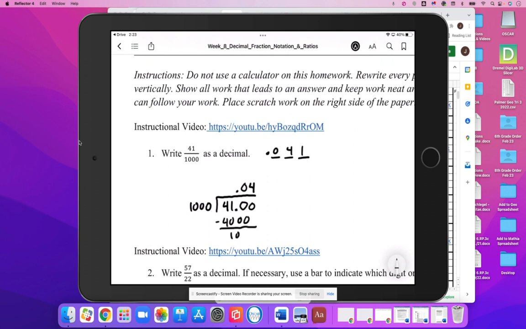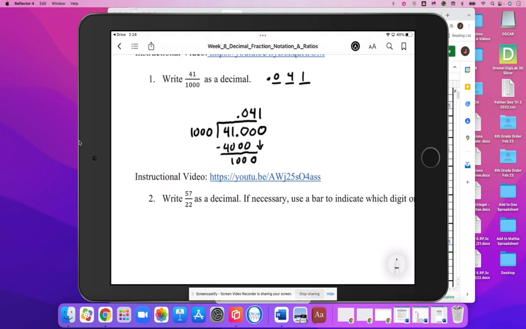We would get 100, which 1,000 does not go into, so we need to add a 0. That's going to come down. 1,000 goes into 1,000 once. So 0.041, either from reading the number as 41 thousandths or by doing long division.